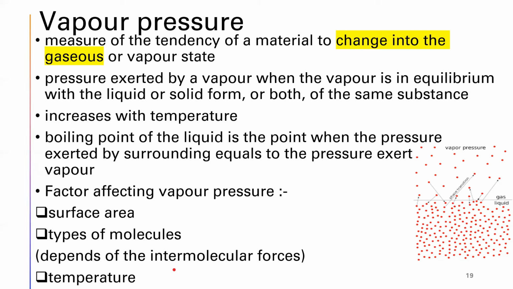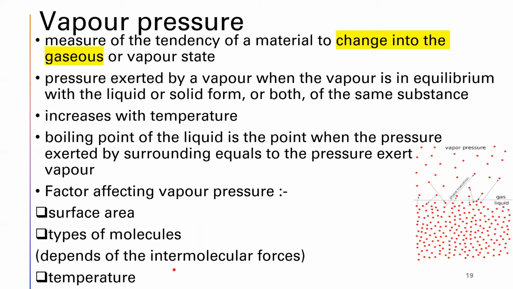These are the factors affecting vapor pressure. The first one, surface area. Surface area does not have an effect on vapor pressure. Types of molecules. Types of molecules depend on the intermolecular forces.